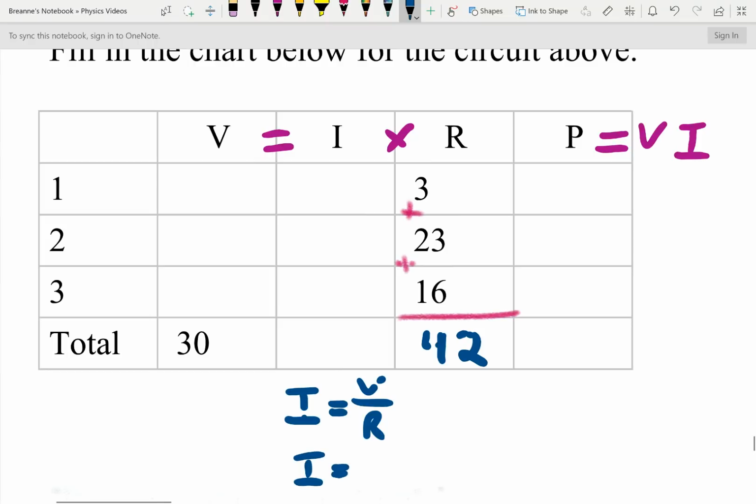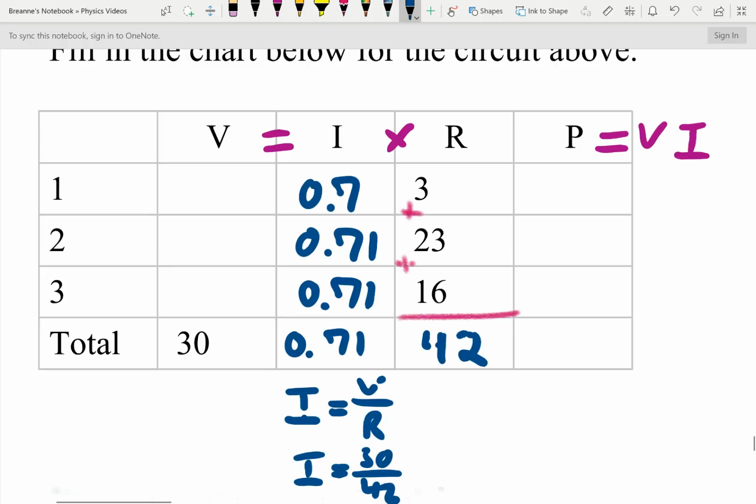So that's just going to equal 30 divided by 42. So you plug in 30 divided by 42, and you get 0.71 as your answer. And your current is all equal. It's all the same. So then you can do the multiplying, current times resistance equals voltage. Current times resistance equals voltage for each one.